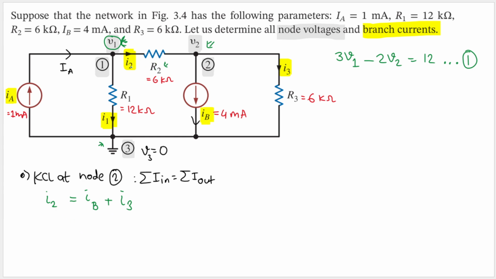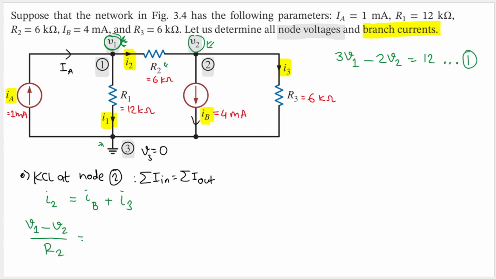What is I2? We don't know it yet, but we can calculate it using Ohm's law like before, right? Because that is V1 and this is V2. The node the current comes from is written first, and the node where the current goes is written second, so we have V1 minus V2 divided by the resistance between them, which is R2.